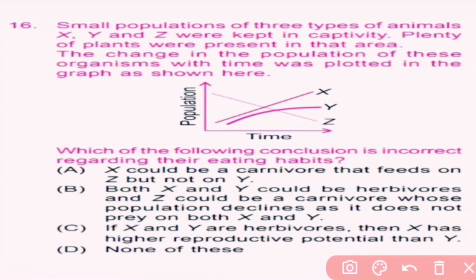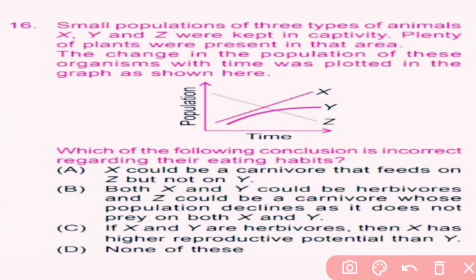Question number 16. A small population of 3 types of animals, X, Y and Z, were kept in captivity. Plenty of plants were present in that area. The change in the population of these organisms with time was plotted in the graph as shown here. Which of the following conclusions is incorrect regarding their eating habits?